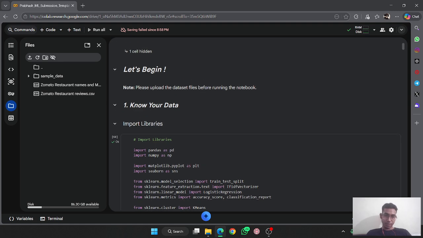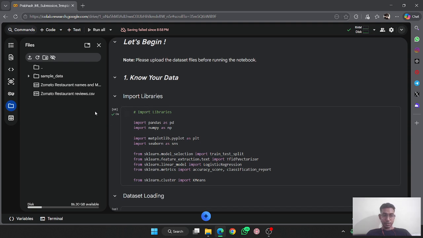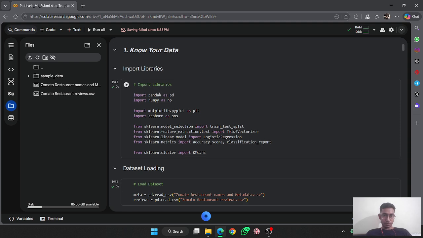So let's begin. Know your data. The datasets used in this project are Zomato restaurant names and metadata.csv, and Zomato restaurant reviews.csv. I have imported the necessary libraries.